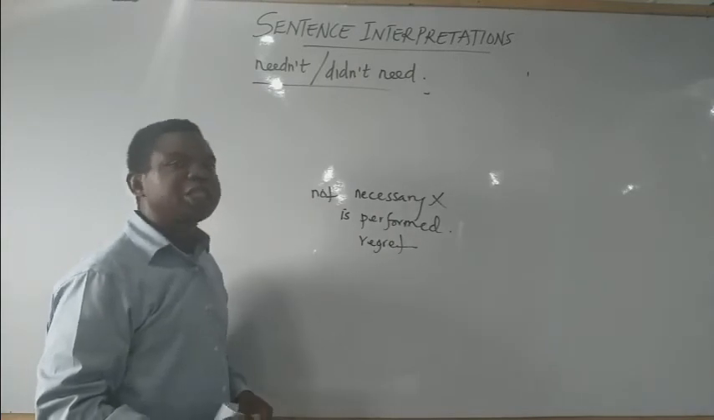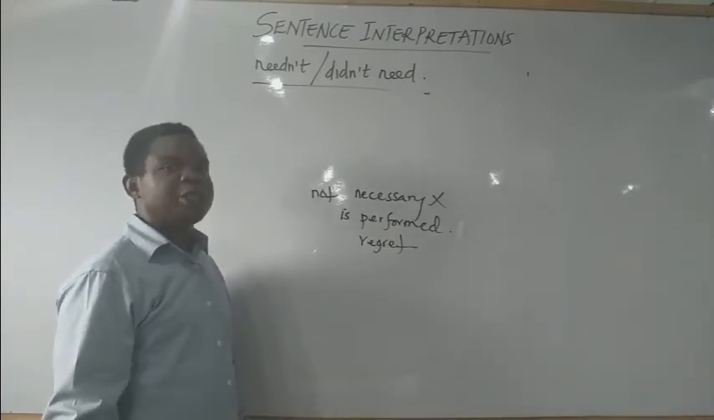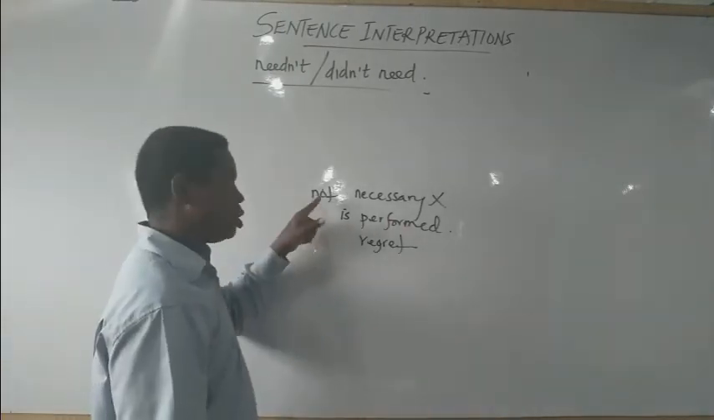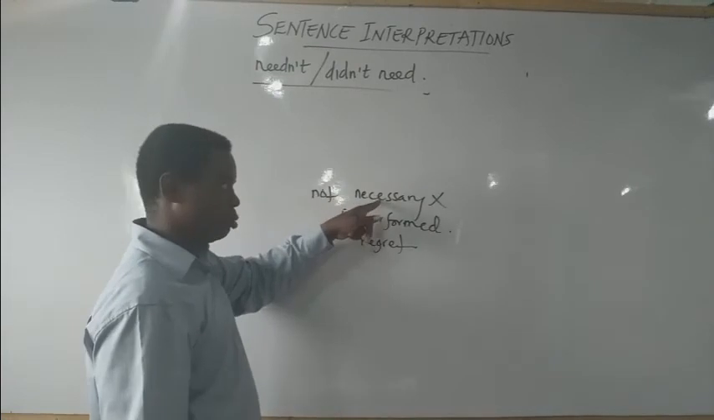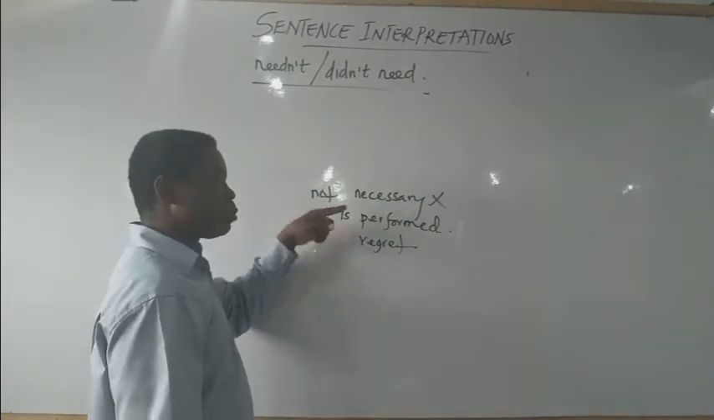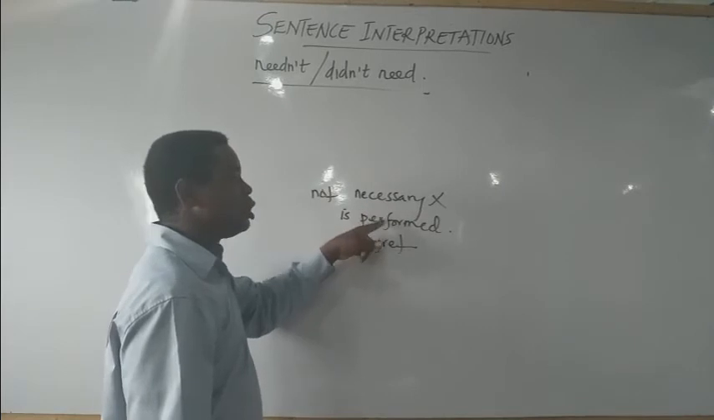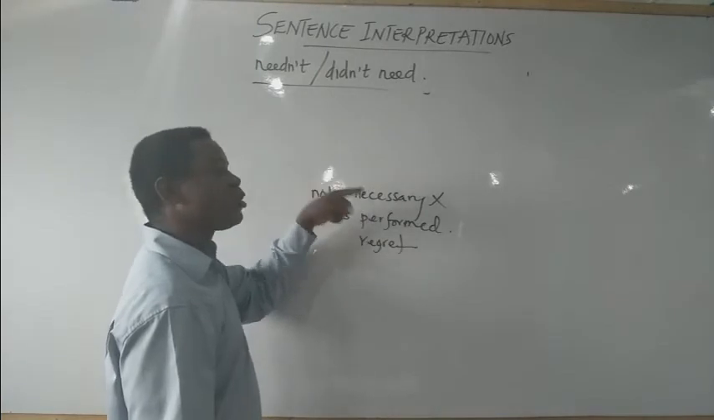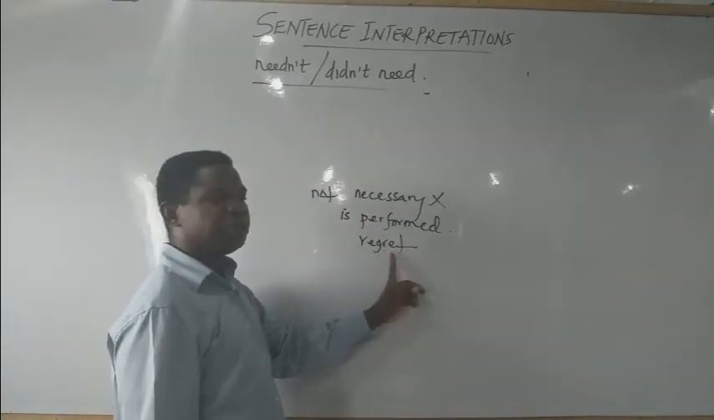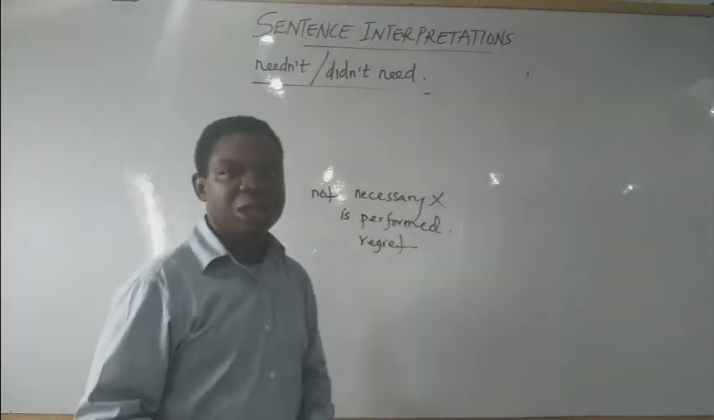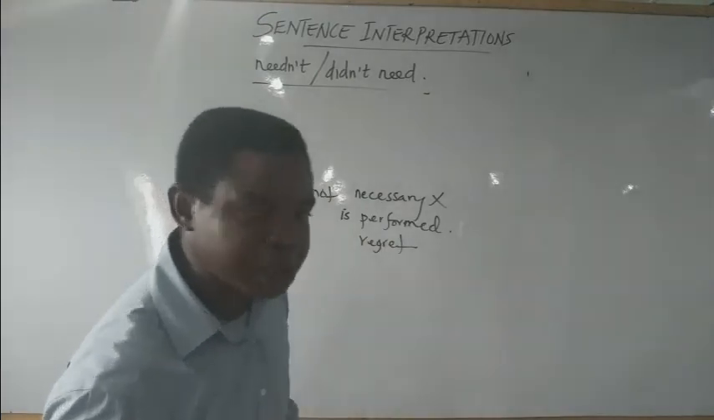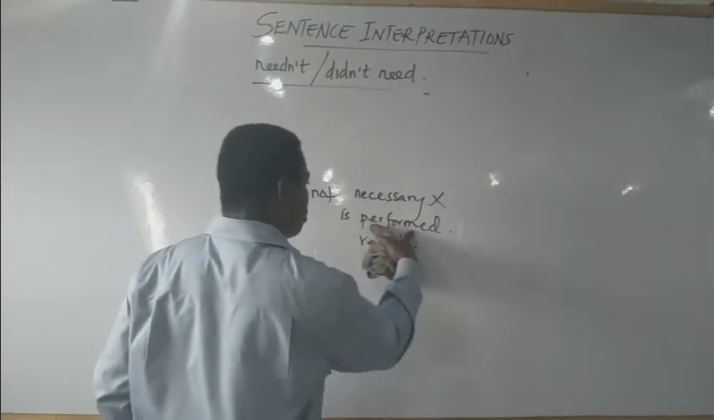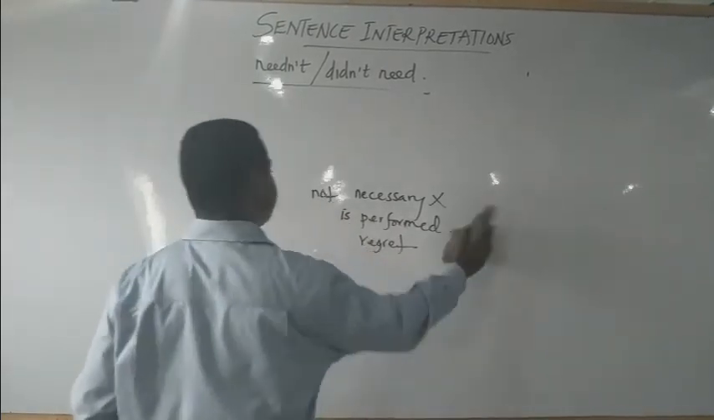Needn't or didn't need, when used to express an action, shows an action that is not necessary but is performed. Therefore, the result of performing that unnecessary action is what? There will be a regret. All these are in your past questions. Let's see. Example 1. The action is not necessary, but it is performed, and therefore there's a regret for its performance.